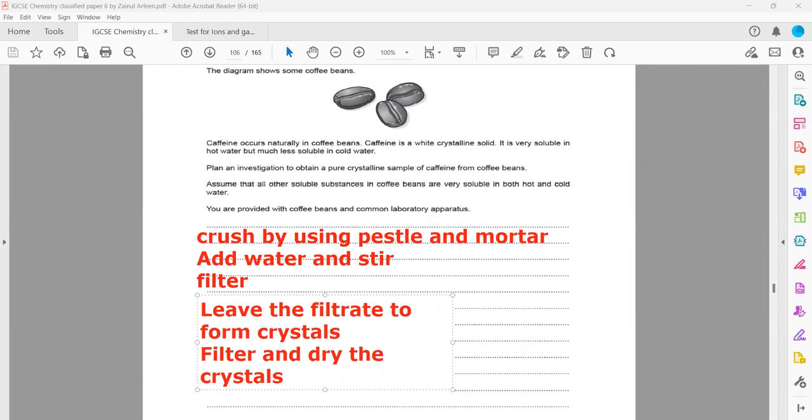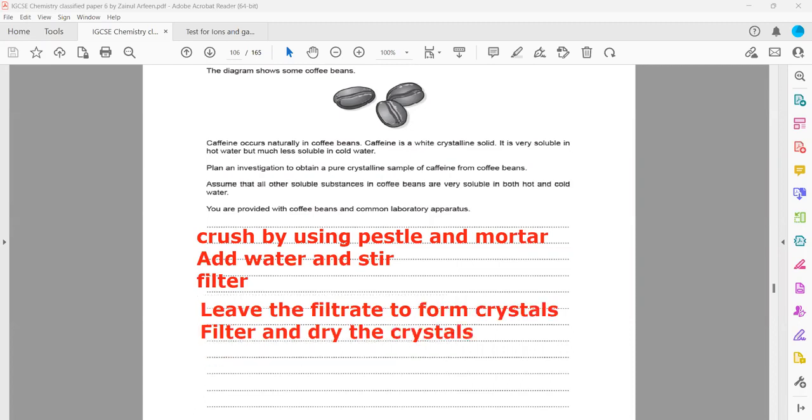We can heat the filtrate. In the beginning, you can take hot water, heat and stir, both can be done at the same time to dissolve the maximum amount. Even if you mention stir, that is one point. If you mention heat, that is another point.